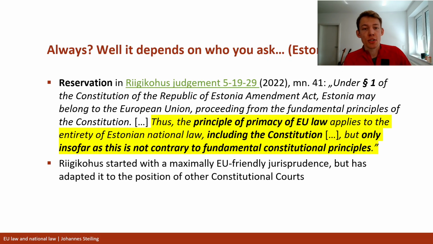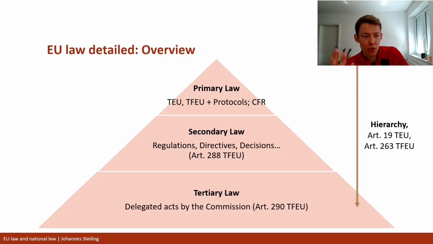Okay. So now that we've checked primacy, I want to look with you at the EU legal order in more detail. And we've already seen this pyramid, primary law, secondary law, tertiary law. We've seen hierarchy. We've seen that the ECJ can invalidate a secondary law act if it is in conflict with primary law, right? Through the procedure 263 TFEU. And now I want to shortly look into more detail on what primary law actually is.